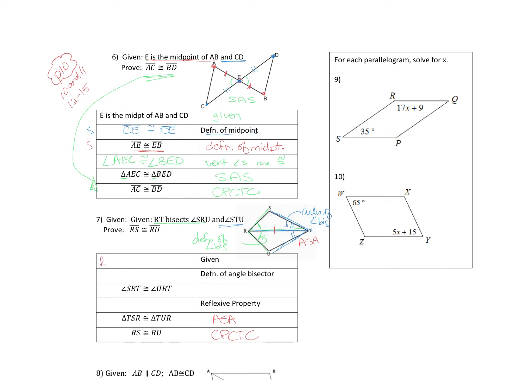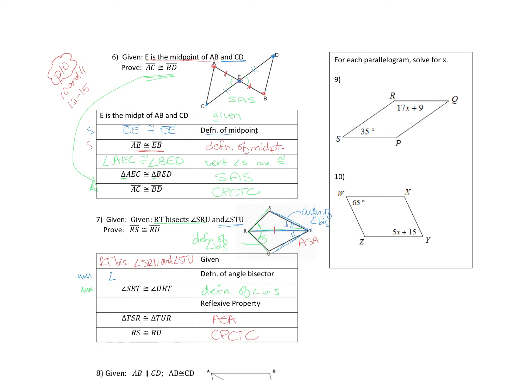The given, I'm just going to copy down what it says. RT bisects SRU and STU. So my green angles and blue angles I have to add next. Let's see which ones they did for me. SRT is a green angle. So this line must be my green angles. That's definition of an angle bisector. So then the line up above is going to be where I write my blue angles.